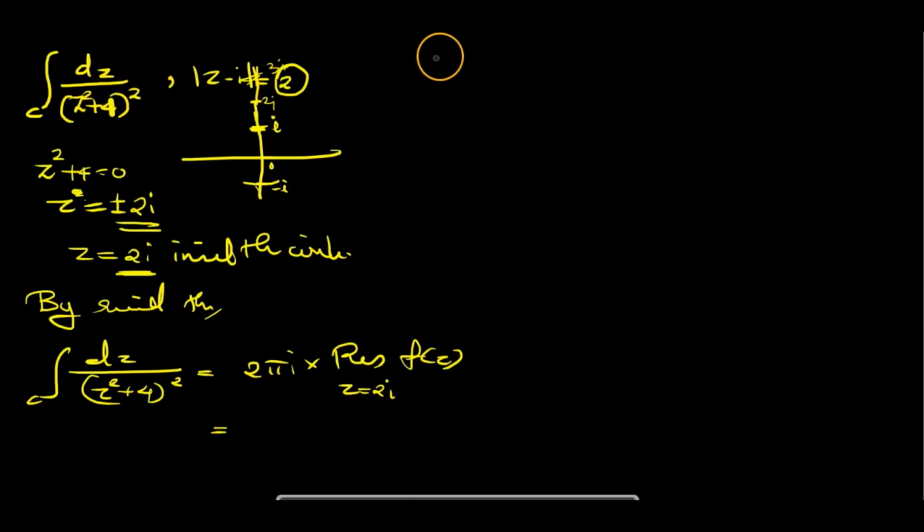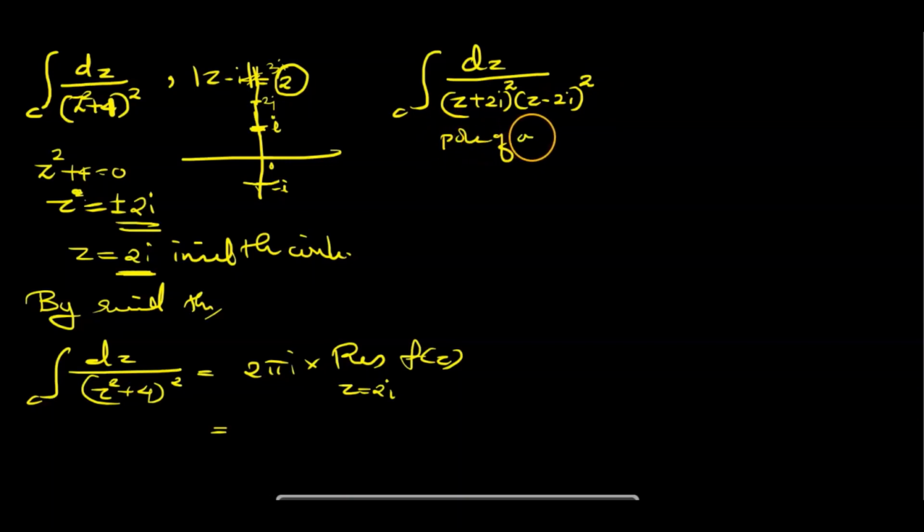Now this is the integral over C of dz divided by (z² + 4) whole square. That means we can write it as (z + 2i)(z − 2i) whole square, that is (z + 2i)² into (z − 2i)². So both are poles of order 2. So our singularity z = 2i is a pole of order 2.